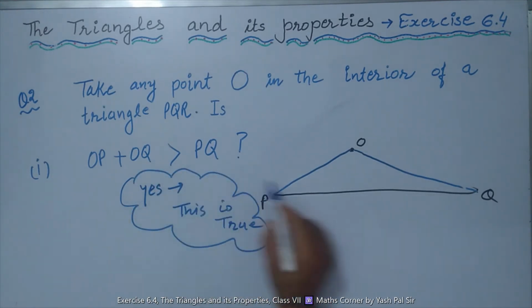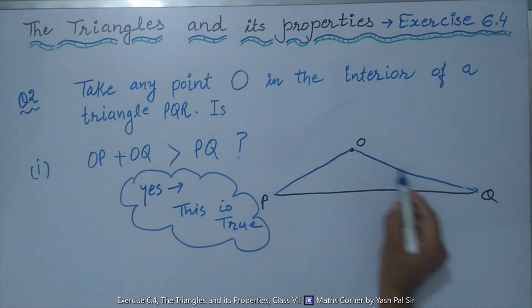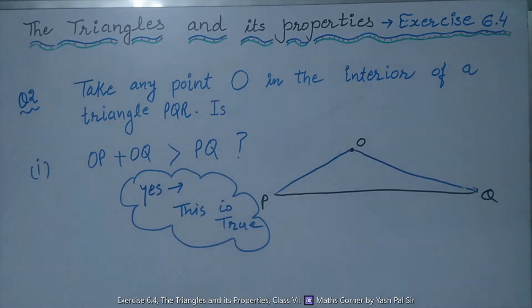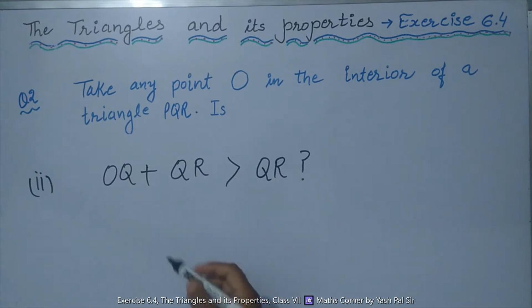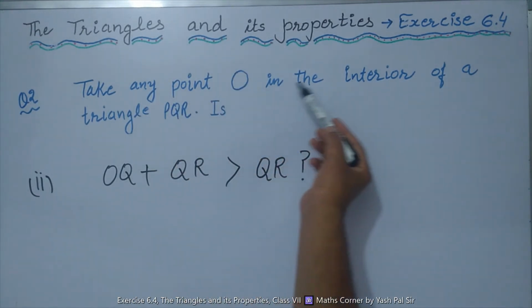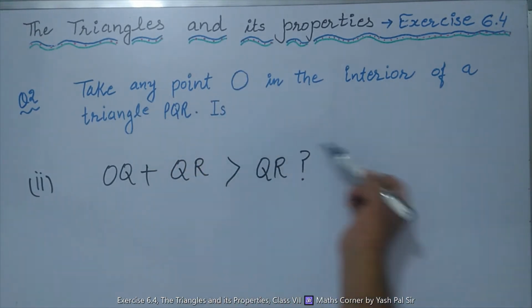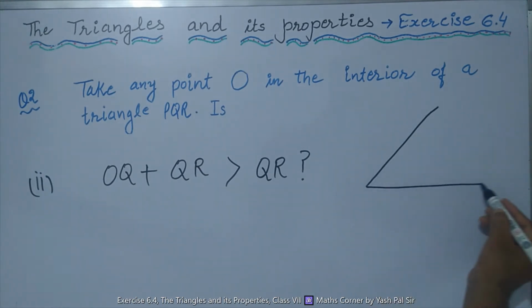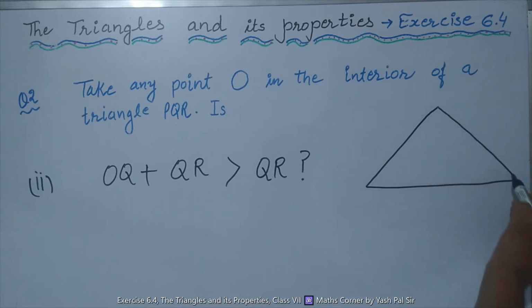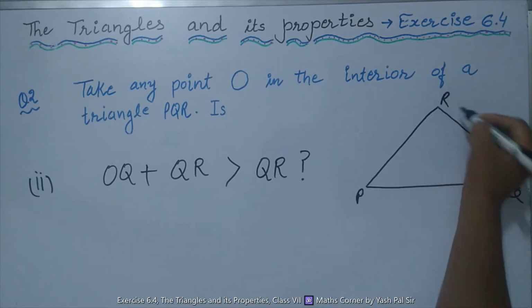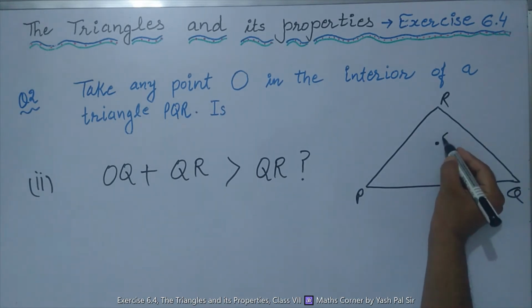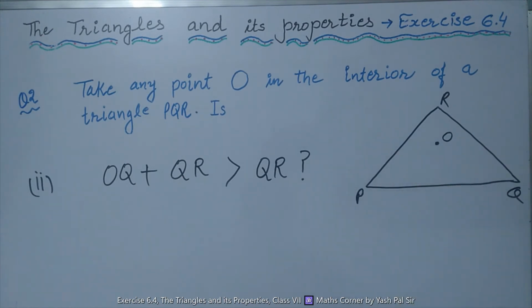Because the sum of two sides of a triangle is always greater than the third side. Second part is: take any point O in the interior of a triangle PQR. So again we have the triangle. The name of this triangle is PQR. So we take any point O interior, inside the triangle.